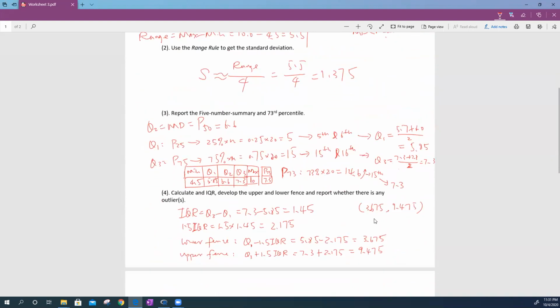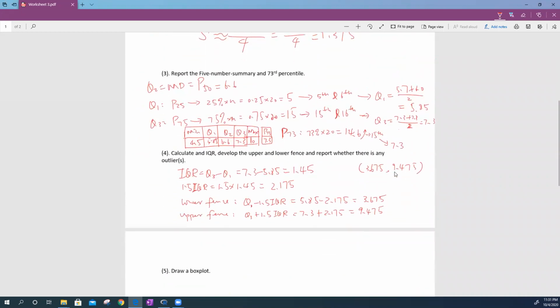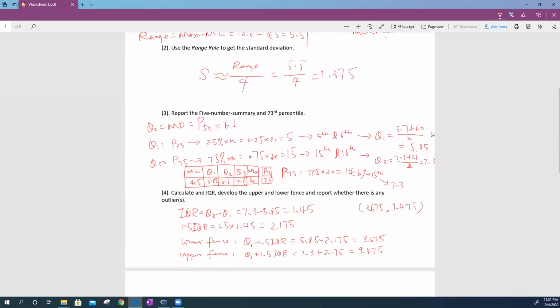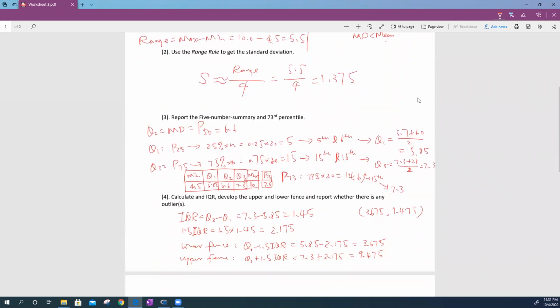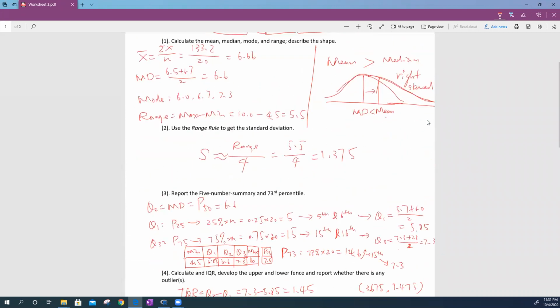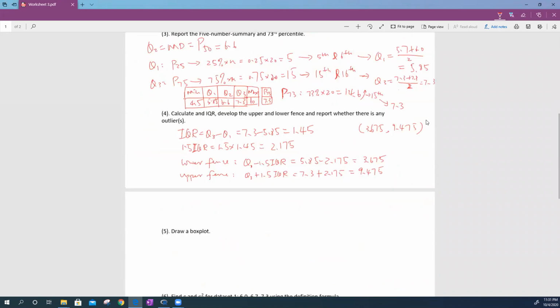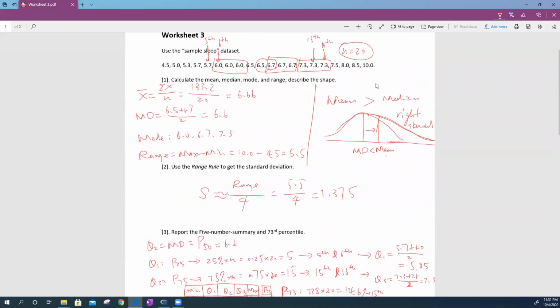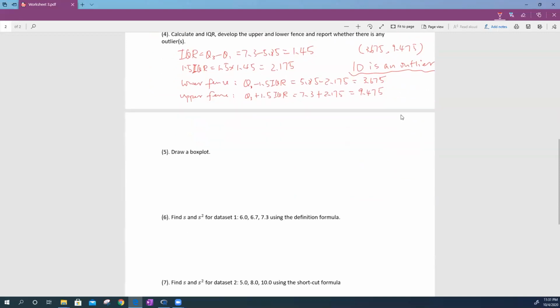So from the lower end, the lowest number is 4.5. It's still within, so no problem. Let's look at the higher end of the data set. So 10 is the maximum. It is an outlier because 10 is outside. So we say 10 is an outlier. But other than that, we're all good because the next largest is 8.5. That's within. And then we're going to draw a box plot, the one with this outlier shown.